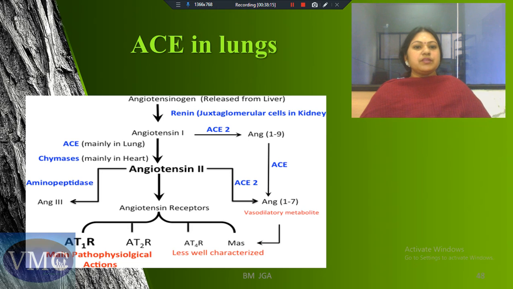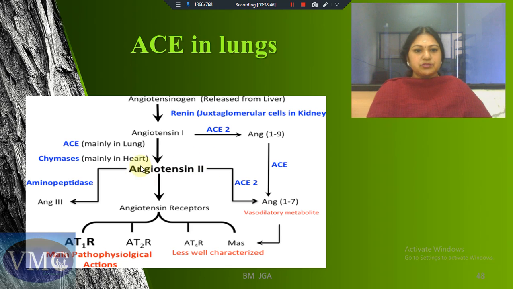So how is this angiotensin 1 getting converted to angiotensin 2? This is because of an enzyme called angiotensin converting enzyme, which is very important. Please guys note this down. Angiotensin converting enzyme is present in your lung capillaries. So mainly that. You also have chymases, you can remember this, which are present in the heart. So angiotensin 1 is converted to angiotensin 2, and this is how angiotensin 2 is formed.